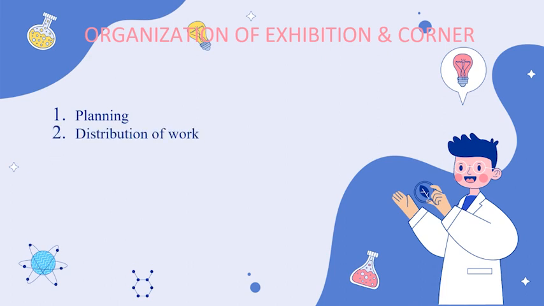The second one is distribution of work. After planning, the work should be distributed among the participants according to their interests and talents. The work can be taken as individual responsibility or as a team. There may be different committees like advisory, executive, reception, etc. that could look after the different needs of the exhibition.